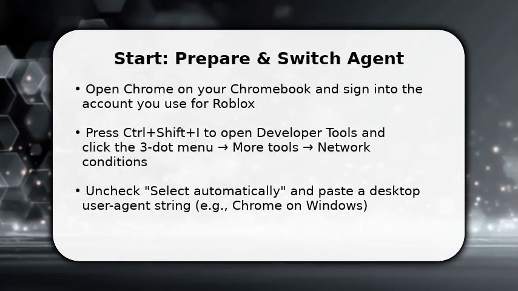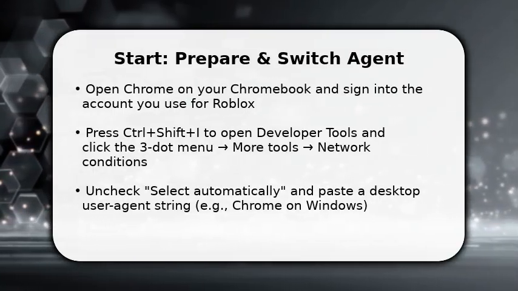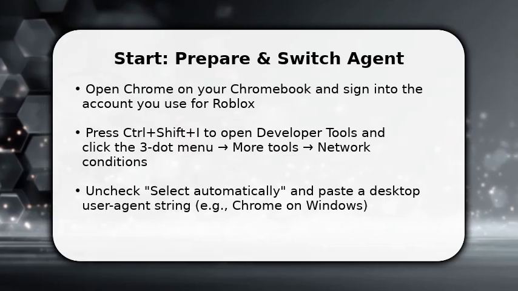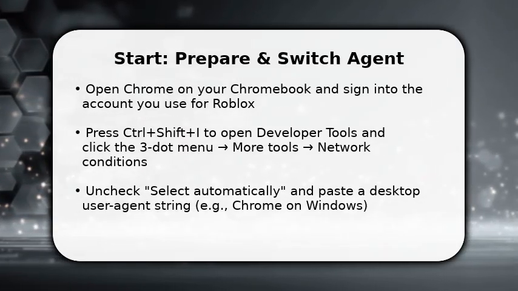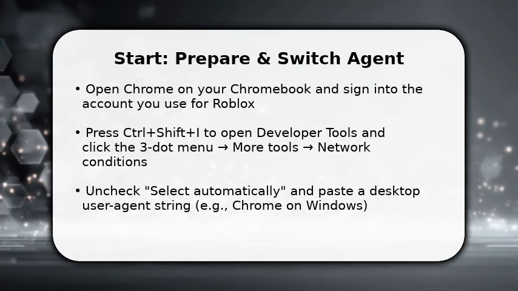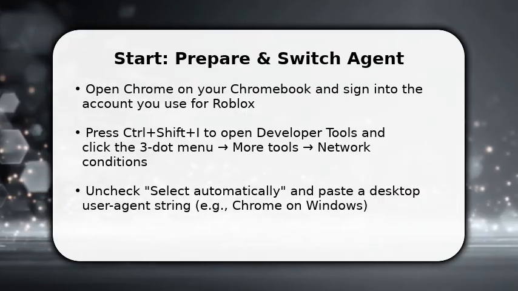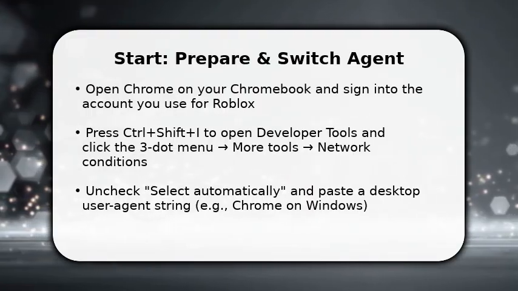You start by forcing the site to identify as a desktop. Open Chrome, sign into your Roblox account, then open Developer Tools with Ctrl+Shift+I. Once done, choose Network Conditions from More Tools and uncheck Select Automatically. Now paste a common desktop user agent like Chrome on Windows. This tells Roblox you're not on a phone.